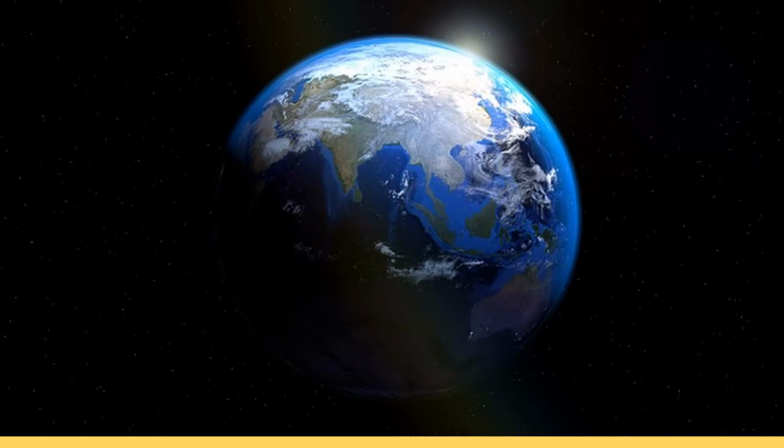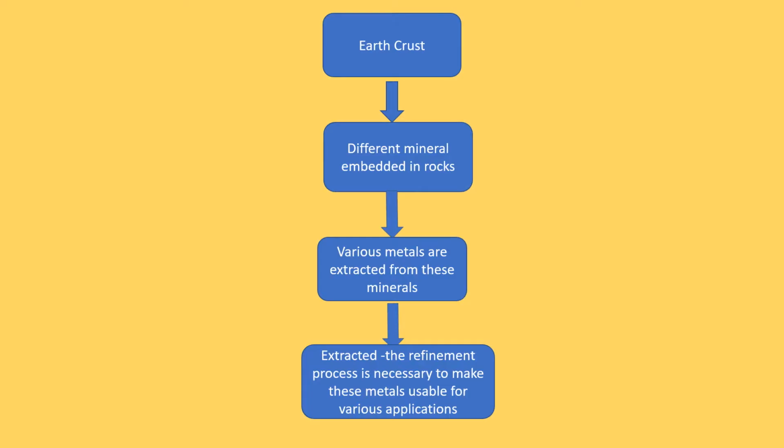Earth crust is made up of different minerals embedded in the rocks. Various metals are extracted from these minerals after proper refinement. Extracted means remove or take out. We can say that the impurities are being removed and the pure substance is obtained. But a better way of defining it is: refinement is the process which is necessary to make these metals usable for various applications.